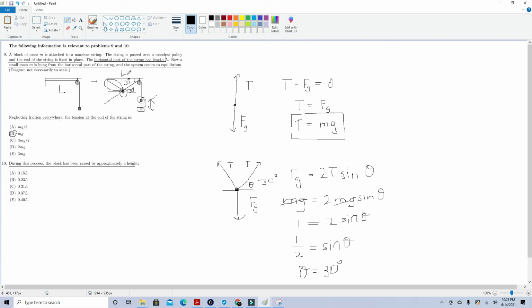Now we know that this part is L, so we know that cos 30 is equal to L by this mysterious length we need to find. I'm going to call it x. Which means that x is equal to L by cos 30. So this is the length of our string in our final diagram: L by cos 30.